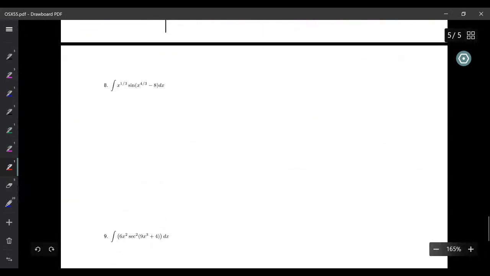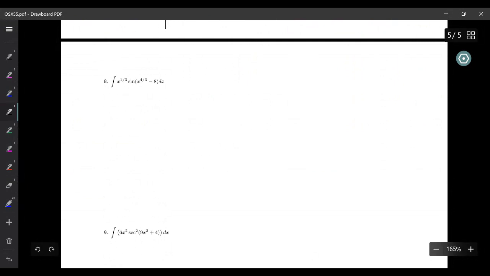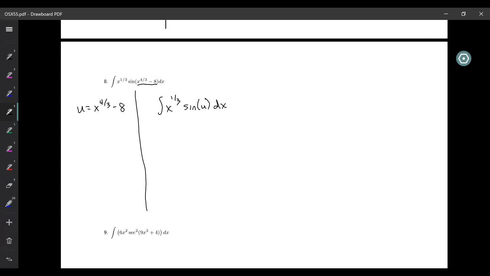All right, let's look at number 8. So again, you're looking for a u inside of a parentheses. There's a parentheses right there, so let's try that. All right, so remember this is your derivative column, your integral column. Right, du over dx would be 4/3 x to the 1/3.